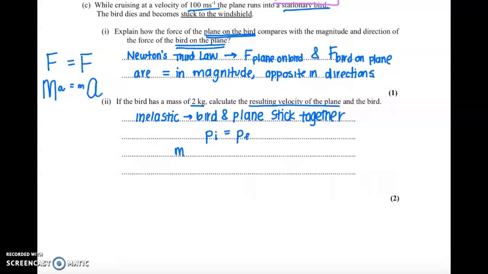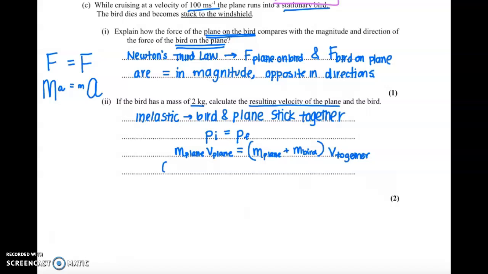The initial momentum here is m plane times v plane. But the bird was stationary, so the bird itself has no initial momentum. The final momentum, though, is going to be m of the plane plus m of the bird, because they're stuck together, with a common final velocity. If you prefer to write this as m plane times v plus m bird times v, that's also totally fine. I could do the distributive property on what I have written and get to yours.